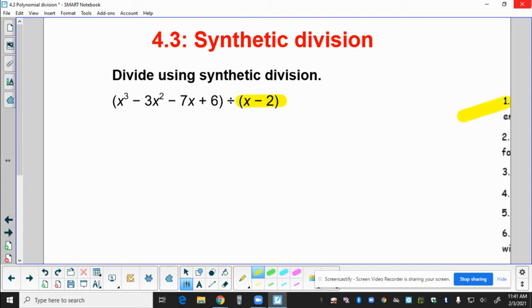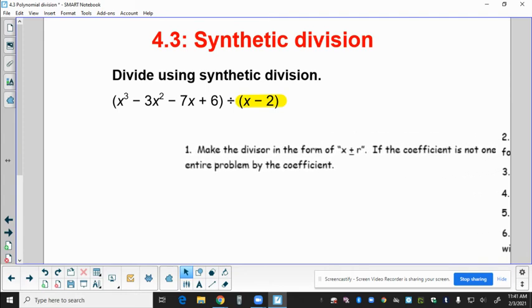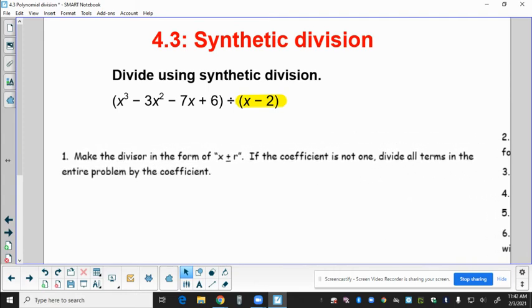Step number one. So what I'm going to do is identify the same steps I have on that paper. All right, let's check this out. So you don't have to write this down. It's on the Word document. So what you do is you make the divisor in the form of x plus or minus r. Right now it is in that form.